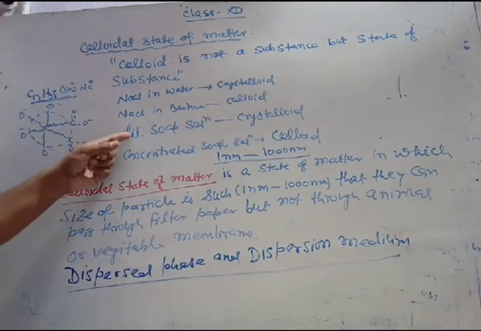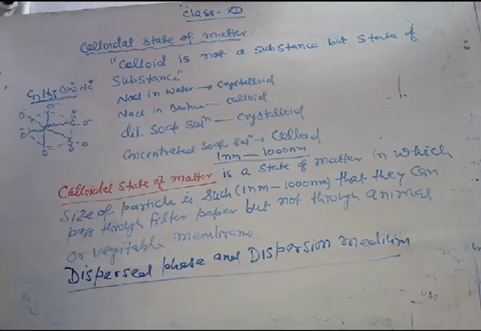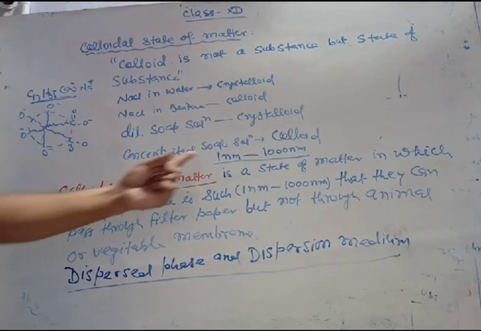So, in dilute soap solution, soap behaves as crystalloid, while in concentrated soap solution, soap behaves as colloid. It means the same substance can behave as crystalloid and colloid. And what will decide the nature of crystalloid and colloid? It will be decided by the size of the solute particle.